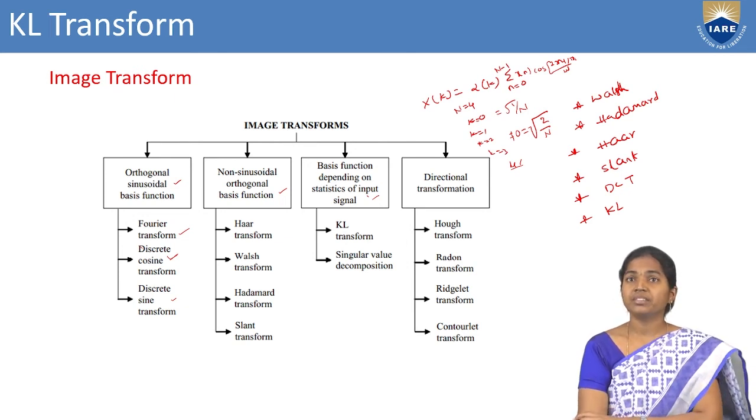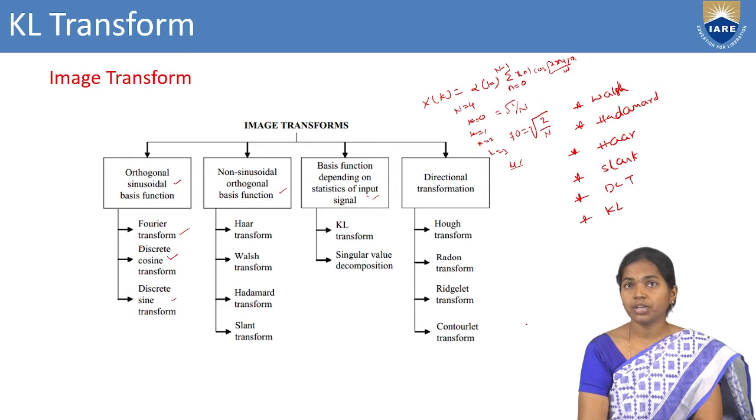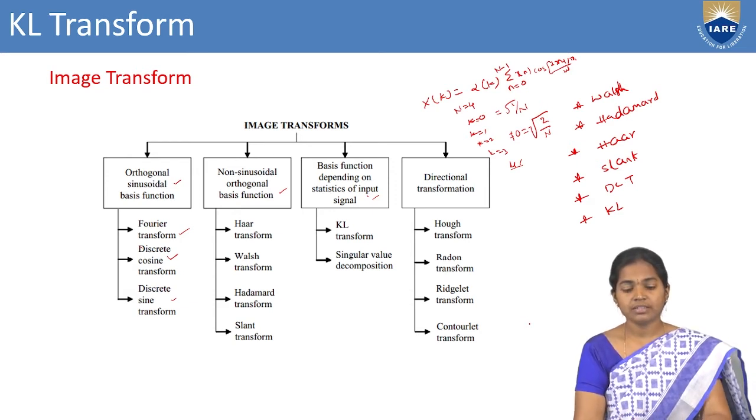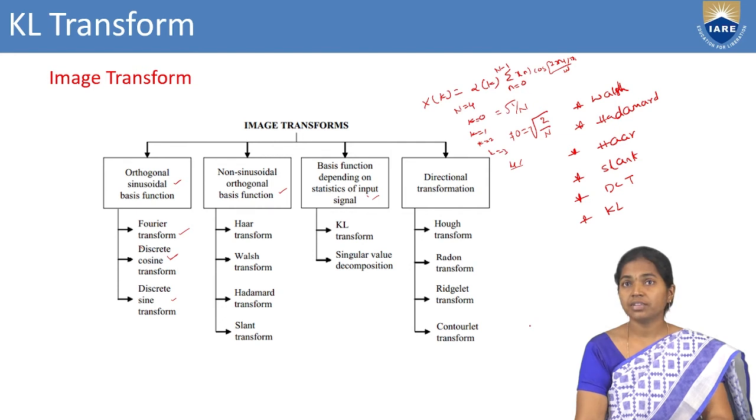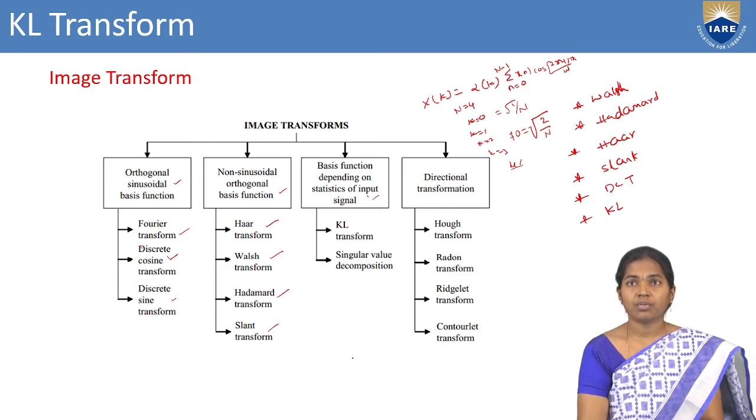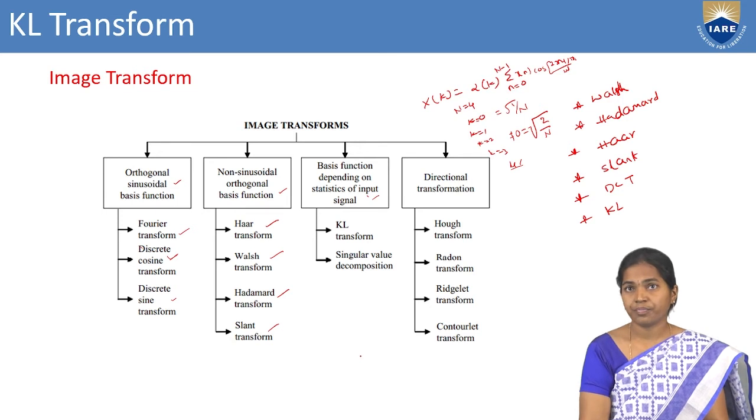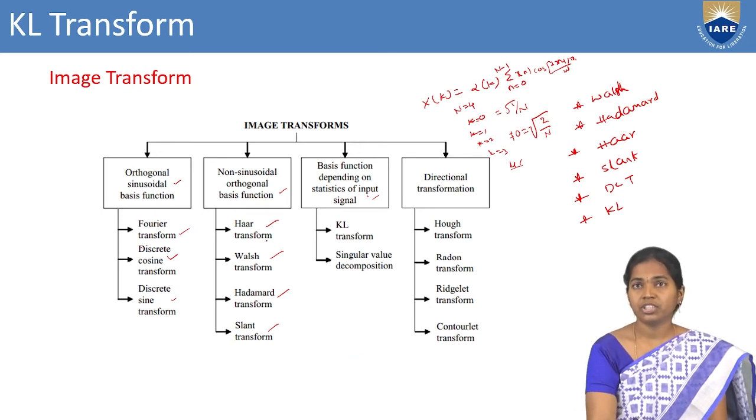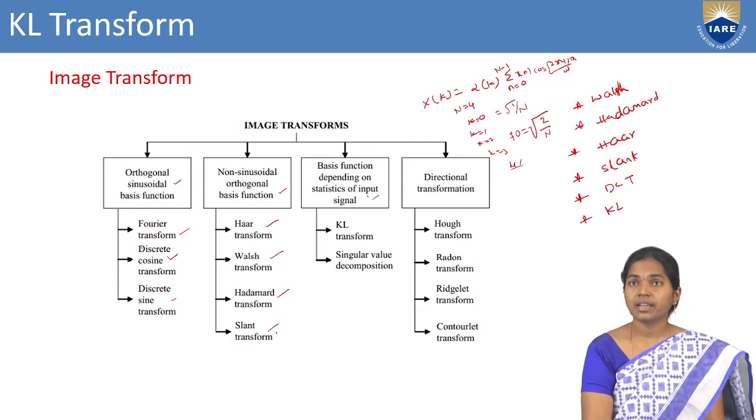Next, the image transforms for the non-sinusoidal orthogonal basis function. Here we have four transforms: Haar transform, Walsh transform, Hadamard transform, and slant transform. With the Haar transform, how can we find the coefficient values? And how can we find the Walsh transform? We have already completed these topics: Walsh transform, Hadamard transform, and slant transform.